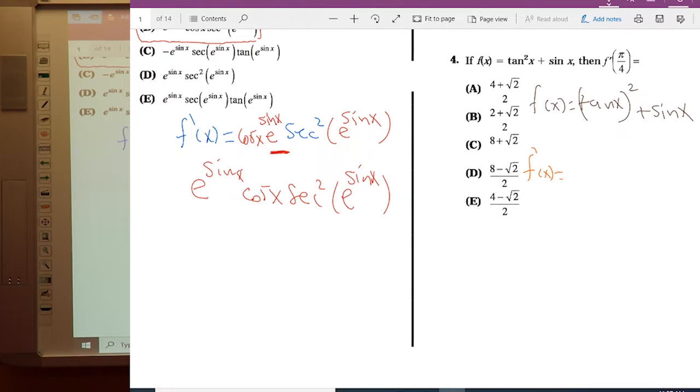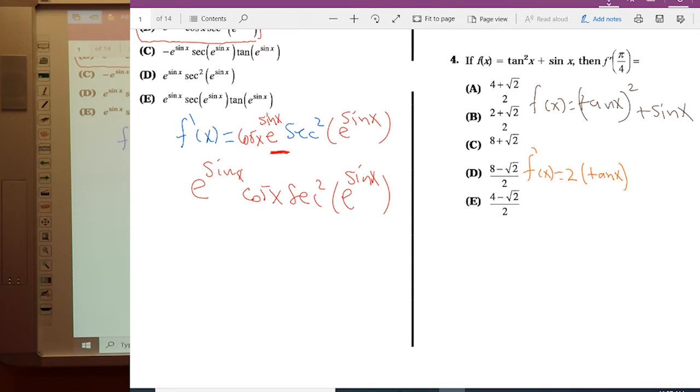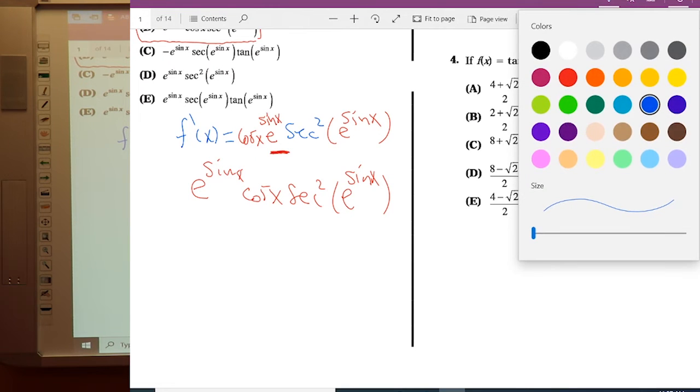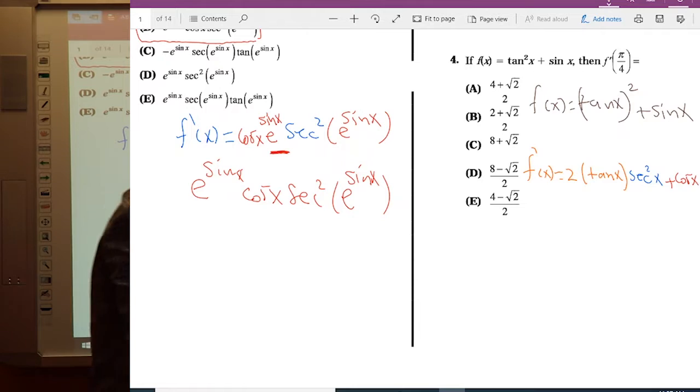Okay, then what I'm going to do next? I'm going to do f prime of x equal. You bring the exponent, you leave everything in the parentheses as is, then you derive it. Derive which one? The tan x. What's the derivative of tan? We just said that: secant square x, plus the derivative of the sine, which is cosine.